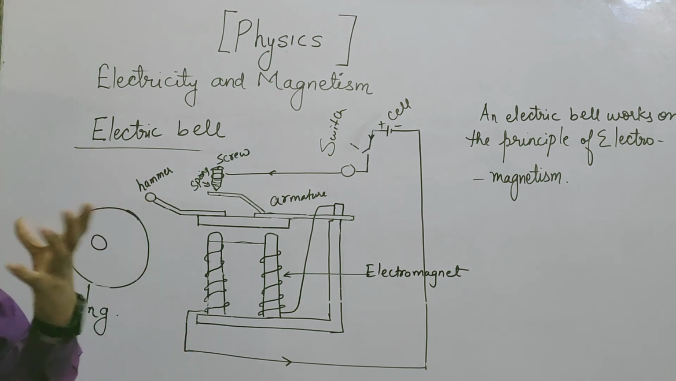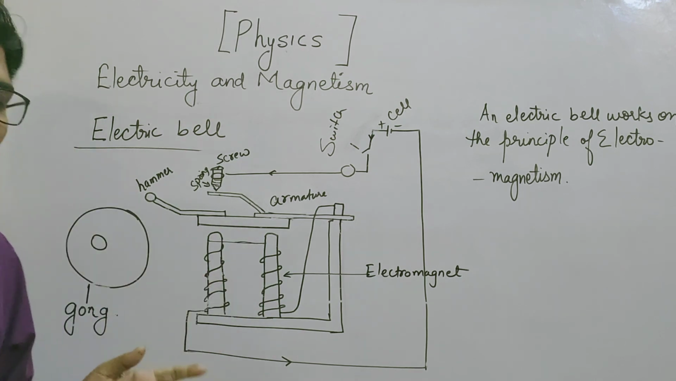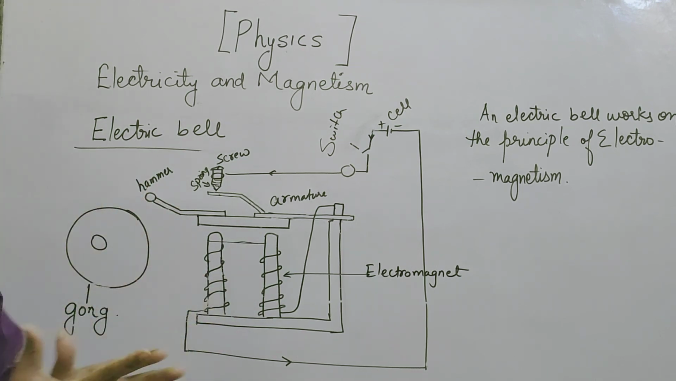Okay. So basically, instead of memorizing the things, you can understand with the help of the diagram. It will be easier for you to understand, and you can elaborate on it. Okay. So this is the whole working of the electric bell.